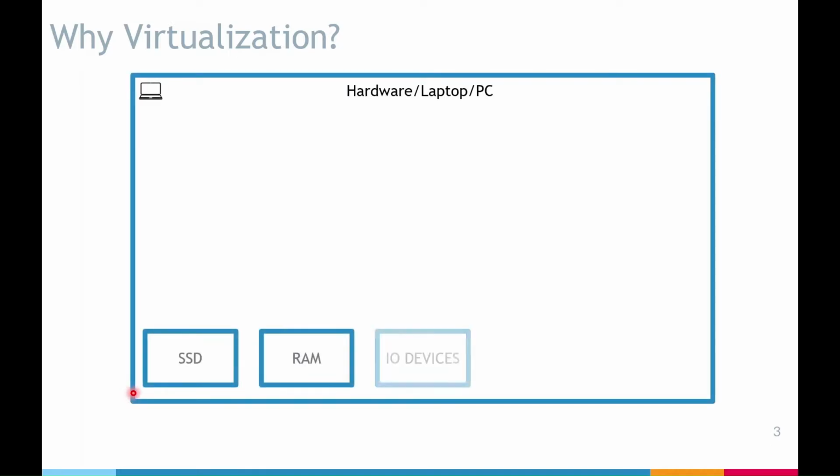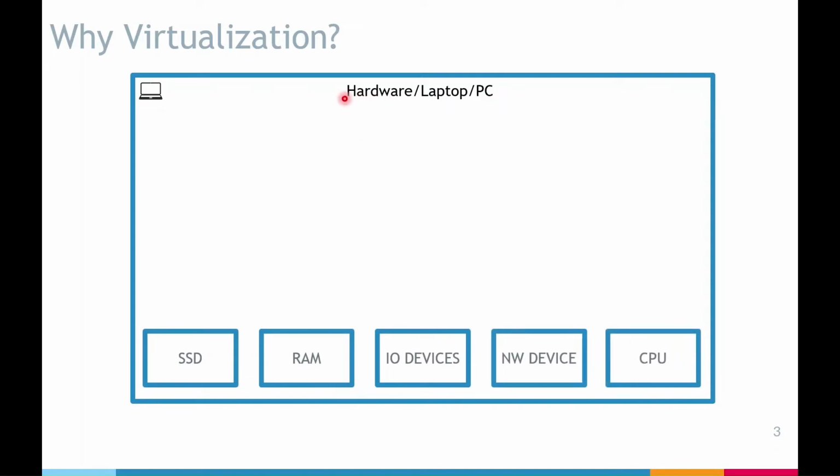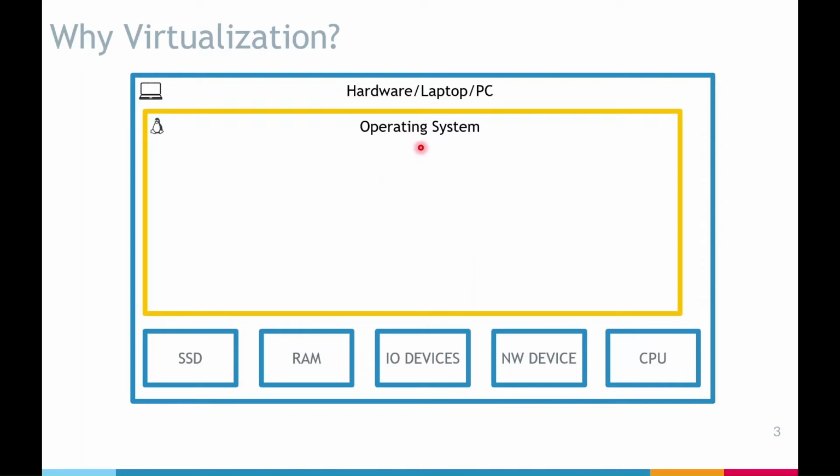Virtualization is basically the root of all the cloud-based technologies that we have today. Let's first understand, why do we need virtualization? So here's a compute device. It could be a laptop, PC, or a bare metal server. Every device has hardware components like SSD, RAM, I/O devices, network interface cards, and CPU, which can be leveraged for various computational activities. To leverage these hardware components, we install an operating system. This OS can host applications to perform various tasks based on the user's requirement.